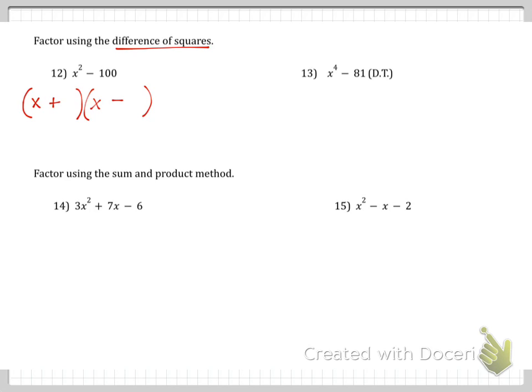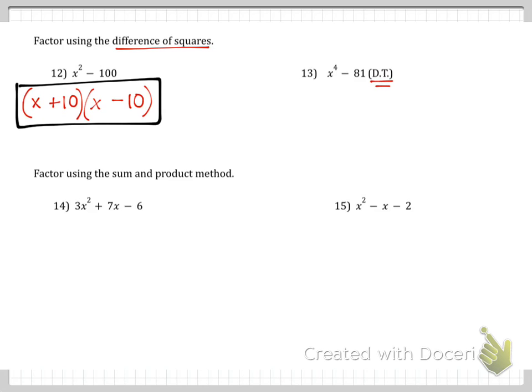And you write that in the first term of both binomials. Then you take the square root of the second term, the 100. The square root of 100 is 10. And so you write that in the second part of both binomials. And we're done. Wasn't that nice? Difference of squares makes factoring much nicer.